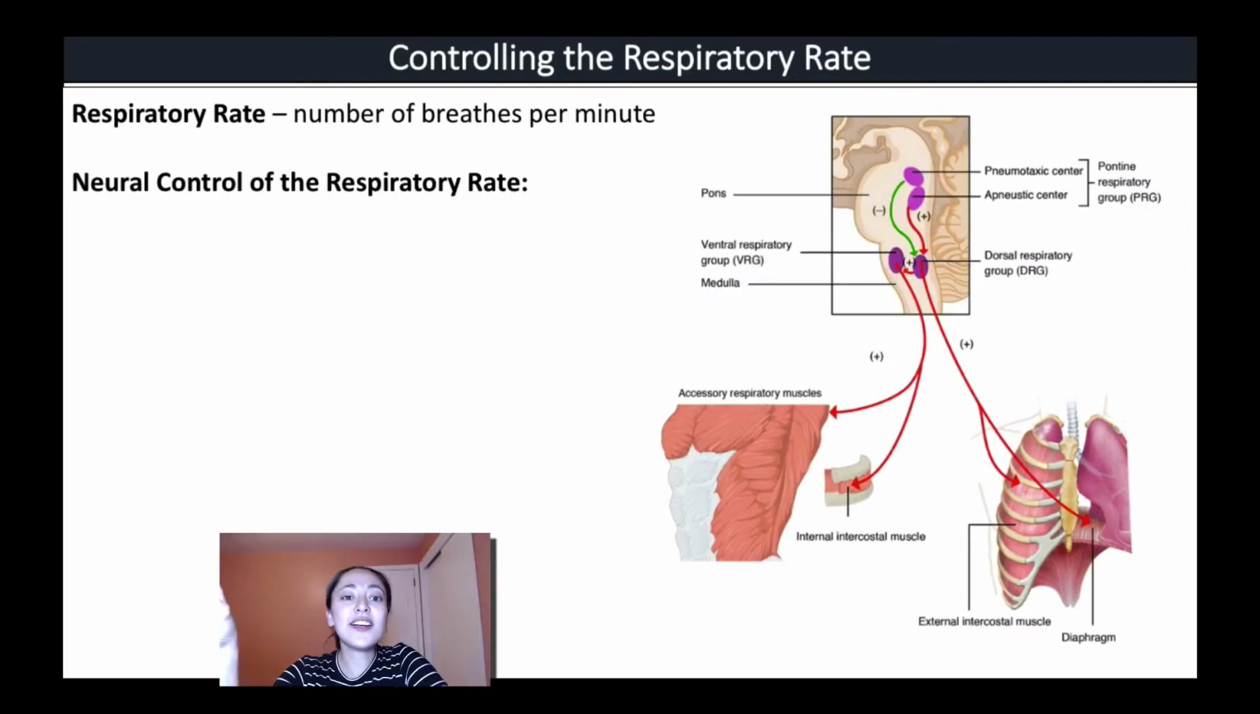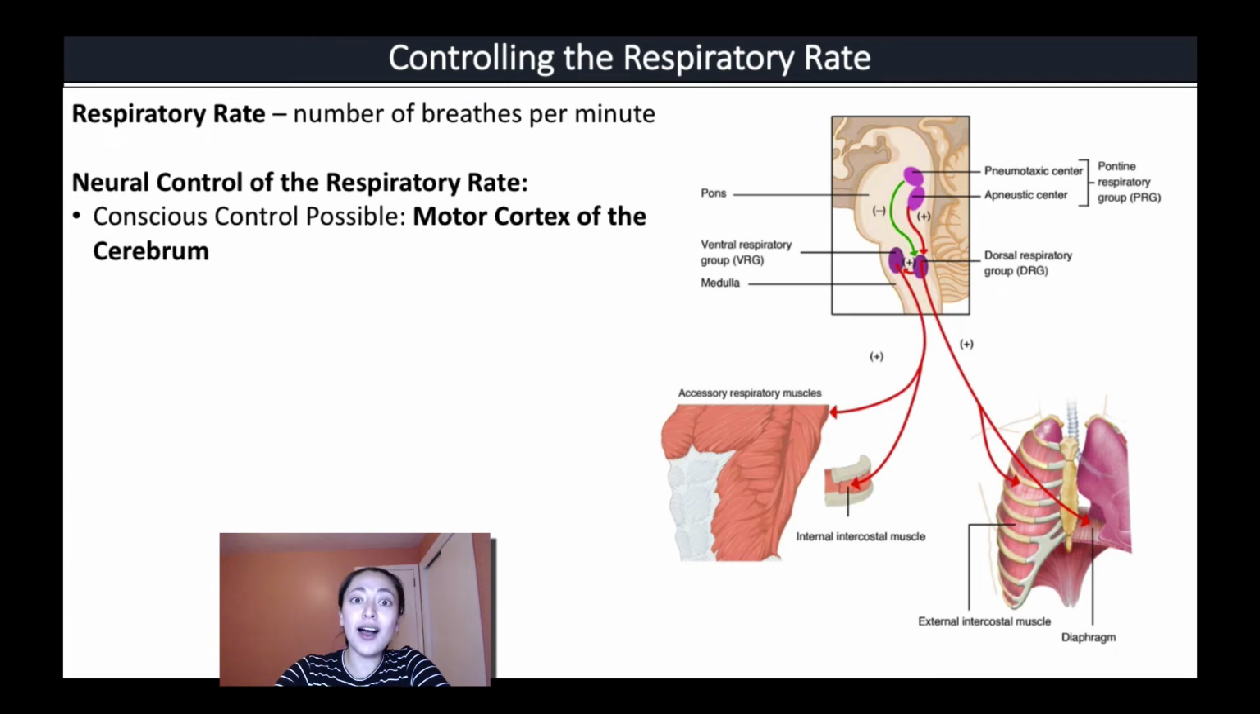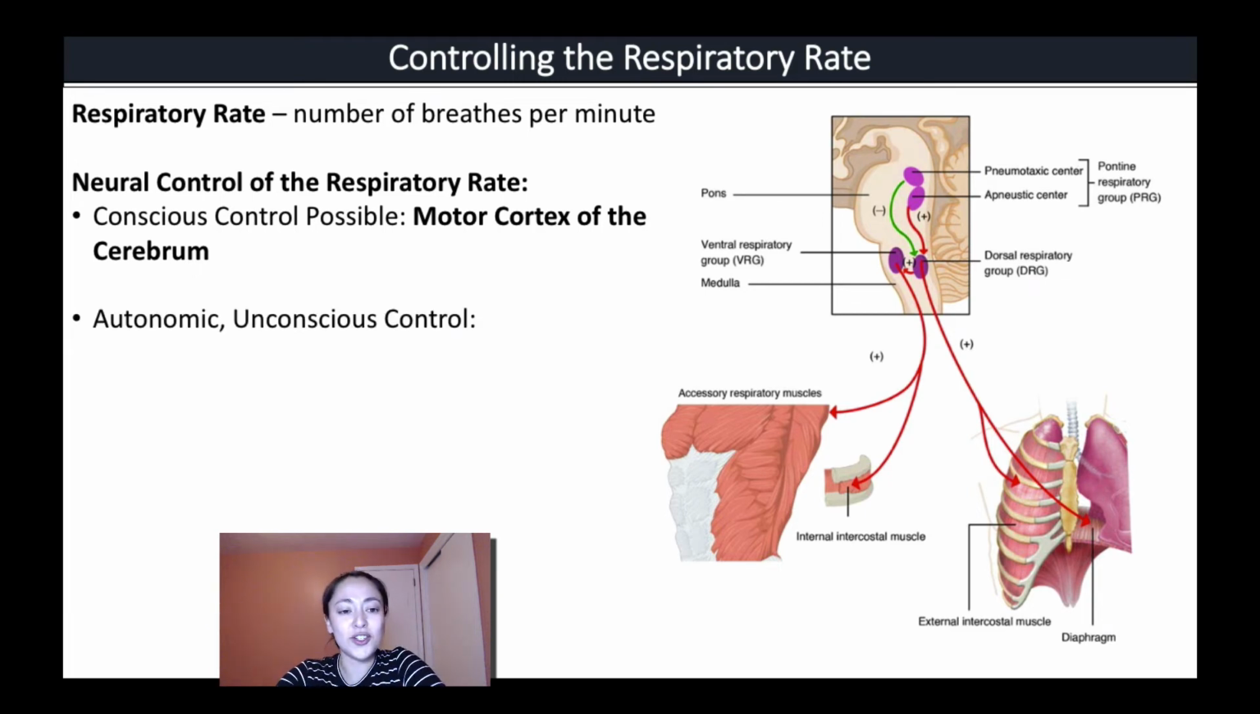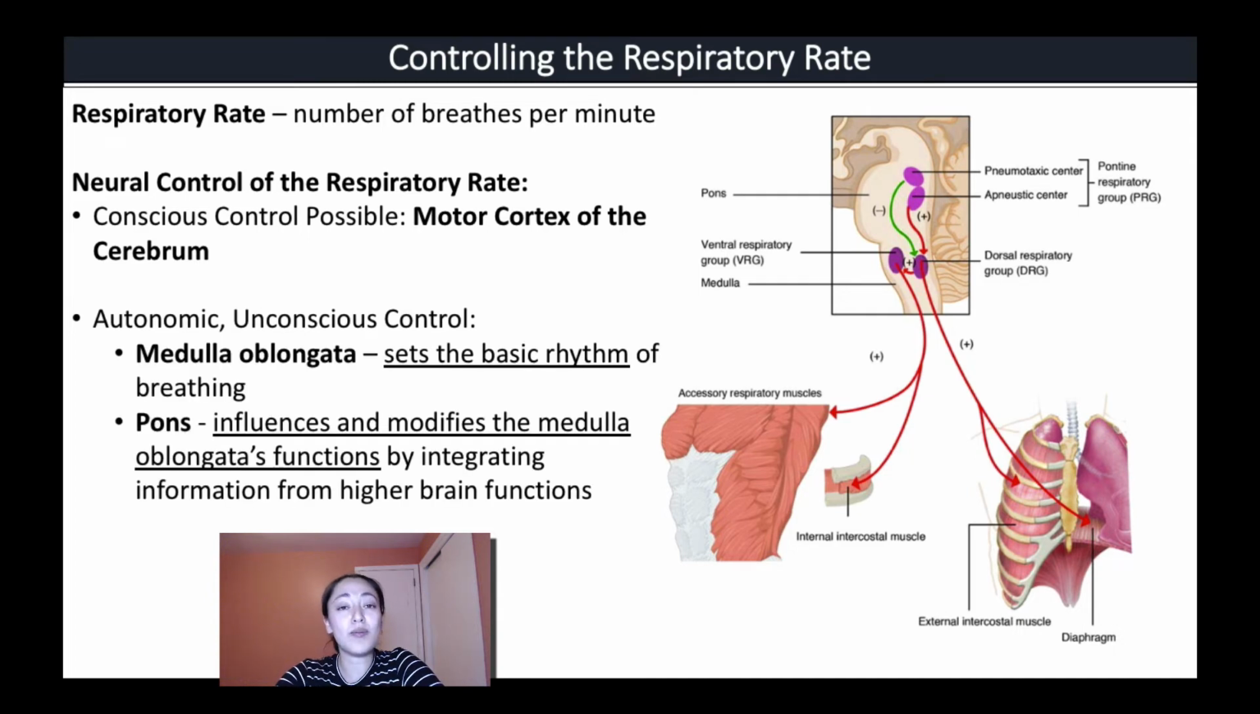In this next section, we're going to talk about how we can control and regulate our respiratory rate. Now remember, your respiratory rate is the number of breaths per minute, and this is under neural control. You actually have some conscious control over this, and when you consciously control how often you breathe, you're using the motor cortex of your cerebrum. But in most cases, this is under autonomic or unconscious control, and it's being controlled by your brainstem.